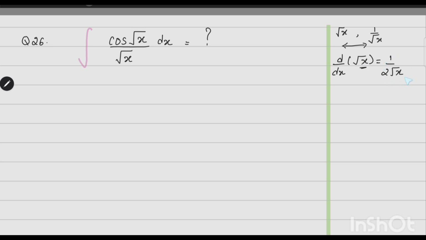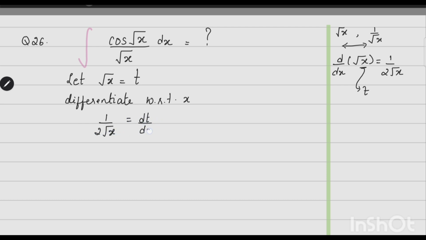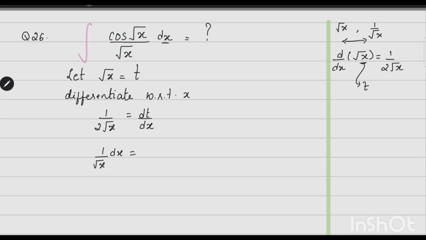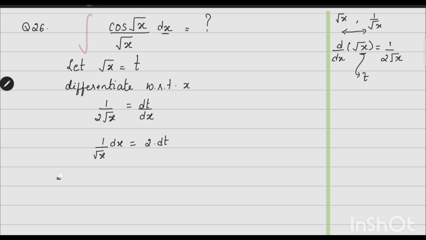So function and derivative both are there. Let us equate this to t. Let square root of x equal to t. If we differentiate with respect to x, you will get 1 by 2 root x is equal to dt by dx. But we have 1 by root x dx, where in the numerator it is 1. So 1 by root x dx will be 2 into dt. So the integral of cos root x is written as cos t, and 1 by root x dx we can write as 2 into dt.